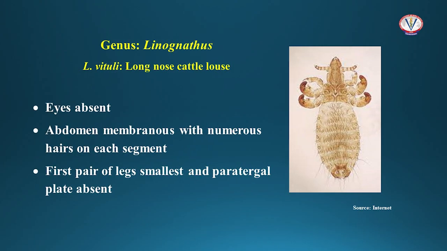Genus Linognathus, Linognathus vitulae, the long-nosed cattle louse. Eyes are absent. Abdomen is membranous with numerous hairs on each segment. The first pair of legs is the smallest and paratergal plates are absent.